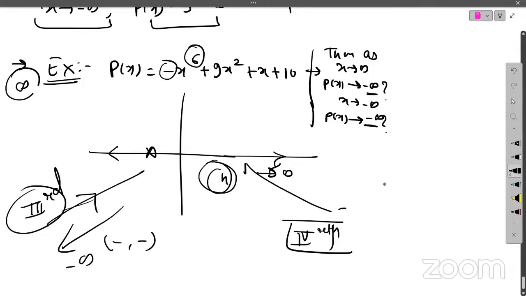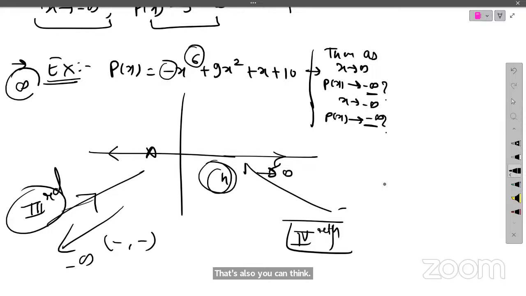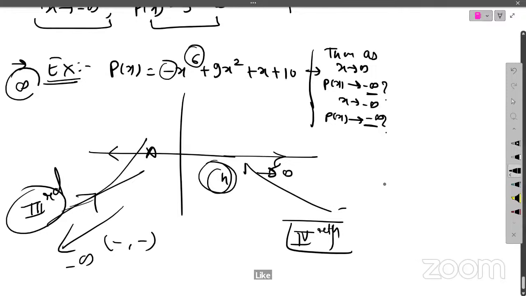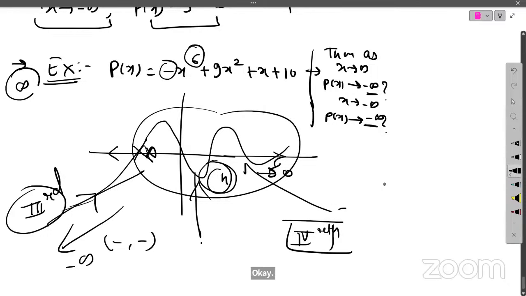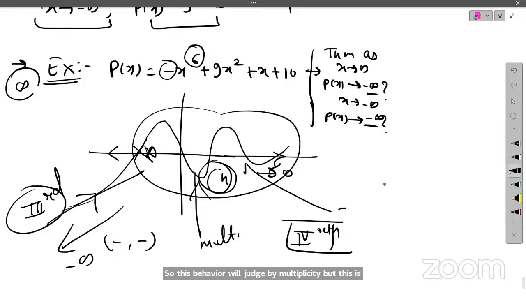Okay, but ma'am, minus y-axis is below the origin, so why are we going up then? It's a polynomial, so it will cut the x-axis somewhere and then go up and have such behavior, right? This behavior will be judged by multiplicity, but this is the end behavior. That means we cannot draw the whole polynomial, as there will always be finitely many intersection points. So after all the intersection points, how does the polynomial look? That's the meaning of end behavior.